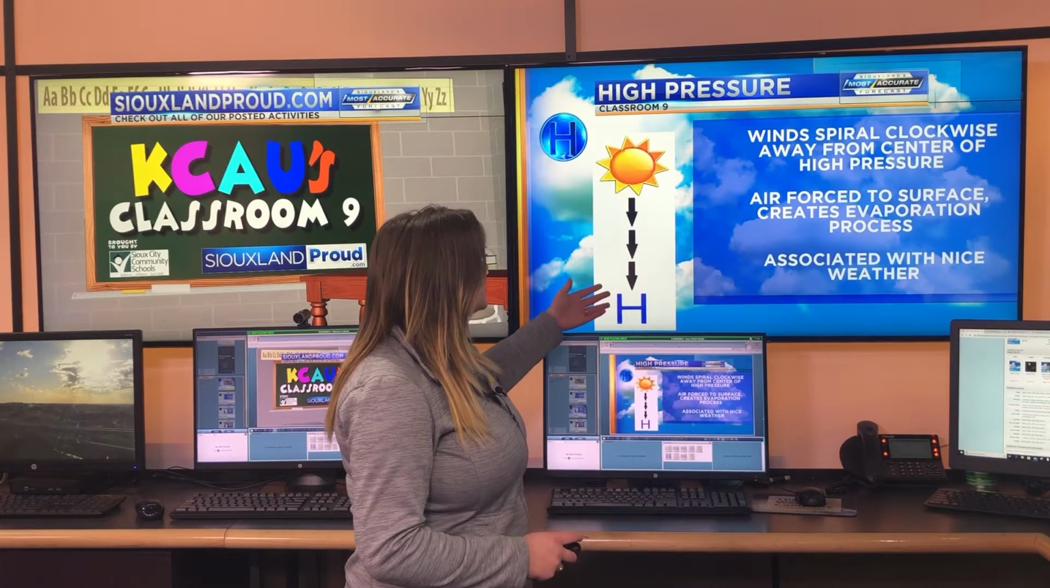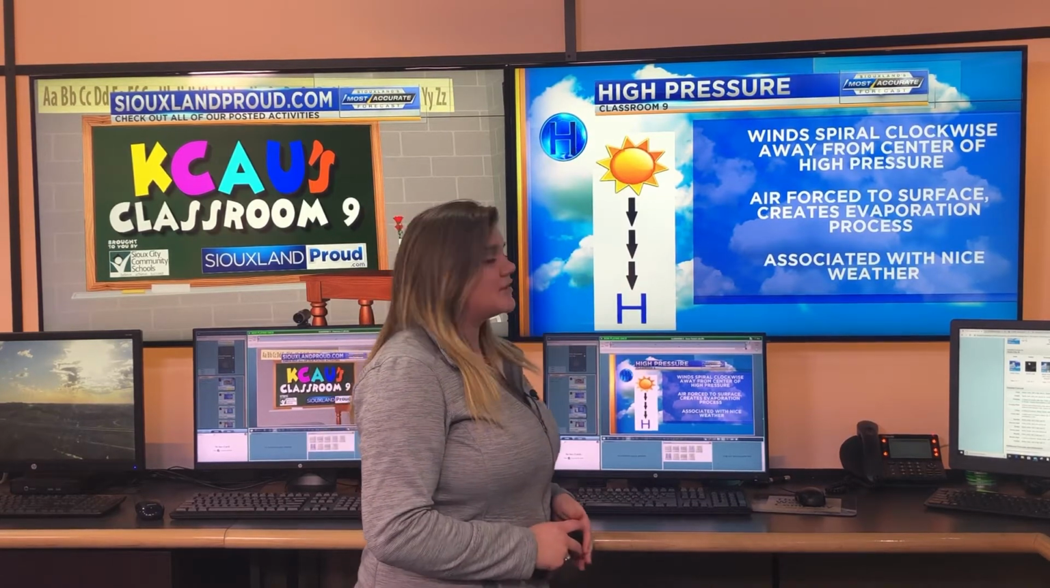Now, that is important to know when we get to low pressure. Now, with high pressure, we are typically seeing nicer weather. So we usually see sunshine, maybe some clouds out there, but really not too much. And we usually see dry weather out there. High-pressure systems are typically the nicer systems that we deal with.